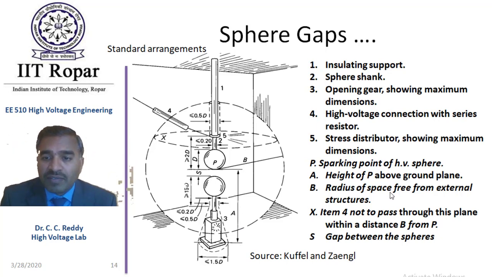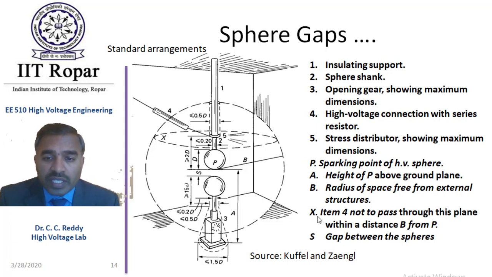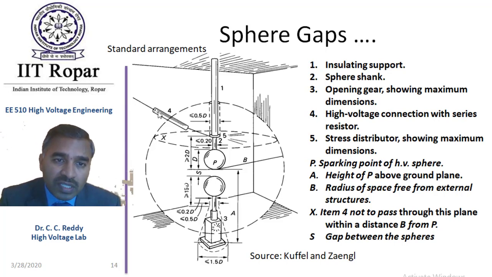B is the radius of space free from external structures. So the radius is measured from this sparking point P, and this is B. So it is an imaginary spherical surface within which no other object is expected. So within this, all external structures should be kept away. Next, X. This is X. Item 4 should not pass through this plane within a distance B from P. Item 4 means this high voltage resistor or high voltage connection should not pass through this imaginary circle. In this plane, it should not pass.